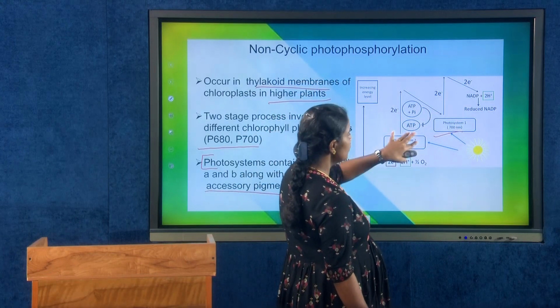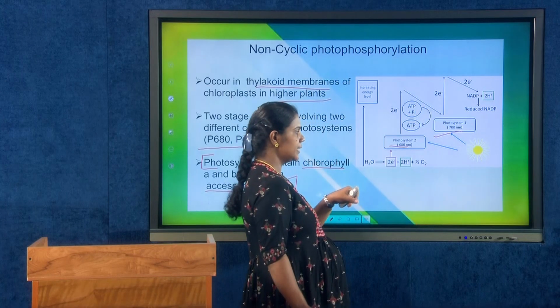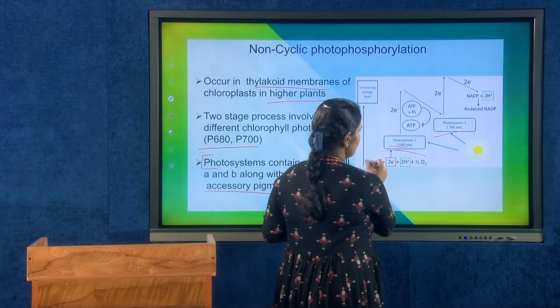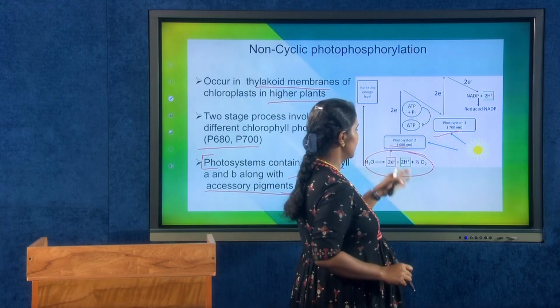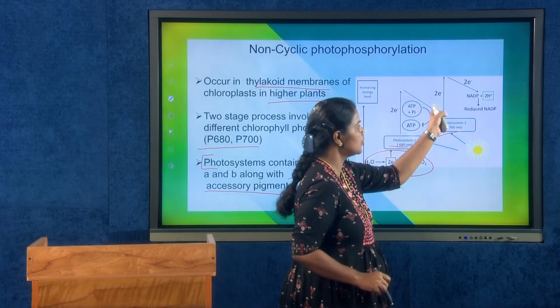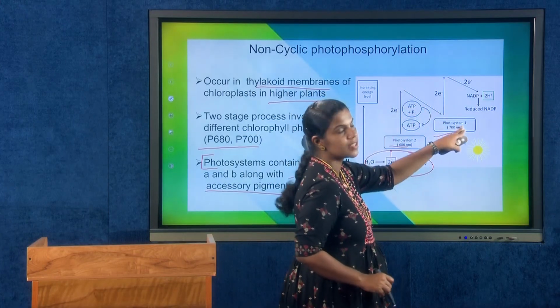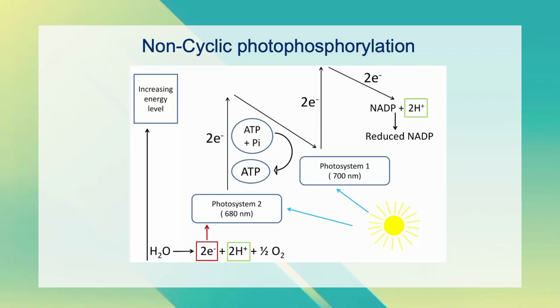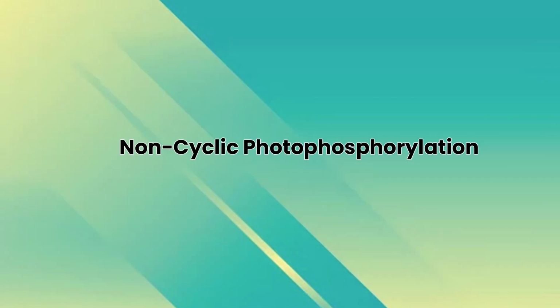In photosystem 2, we have already learned that during the light reaction there is splitting of the water molecule, and the electrons generated here are transported along the electron transfer chain to photosystem 1, and from there they are utilized for the reduction of NADP to NADPH. We will see the mechanism in detail in the coming slides. Now, let us learn the steps involved in non-cyclic photophosphorylation.